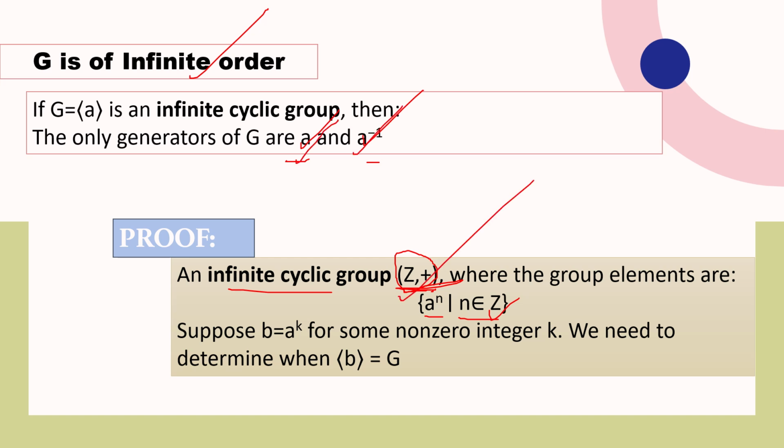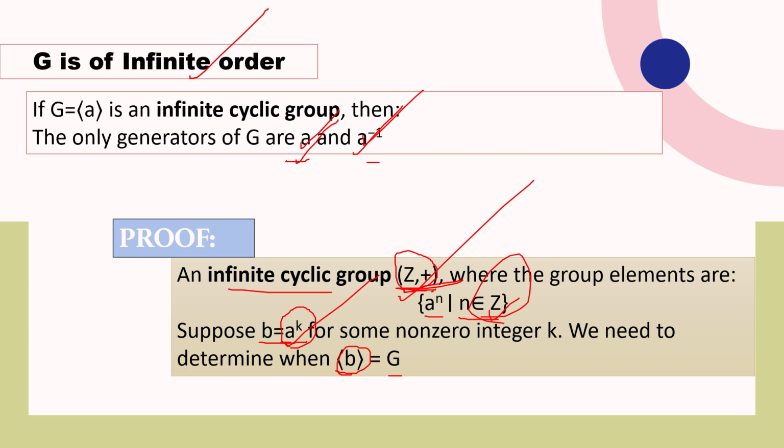So we are just taking a group. Let's suppose we are taking Z plus. Suppose that B is equal to a raised to k. Now we are taking one element from the group. Let's suppose that is a raised to k, and we take it as B. So B is equal to a raised to k, any element from the group Z, for some non-zero integer k. We need to determine when B generates G. We're going to show when B, that is this element a raised to k, generates G.